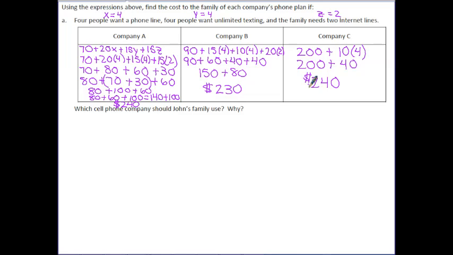So which cell phone company should John's family choose? Well, obviously they're going to want the best deal, and so in this case, it would be company B, because it's the cheapest. And it's cheaper by $10.